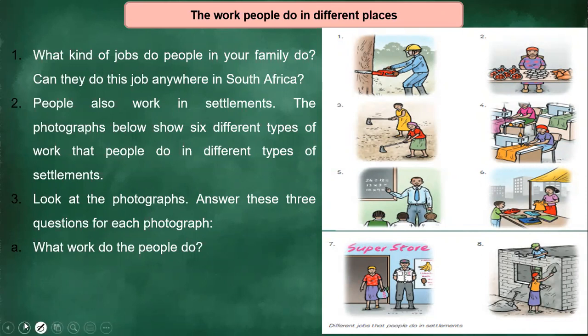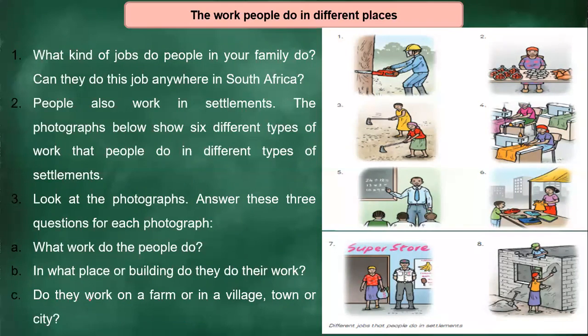Okay guys, let's move on. I've already explained all the pictures. In what place or building do they do their work? And then number C, do they work on farms or in villages, towns, or cities? So when answering, just answer for them both, B and C. Toby?